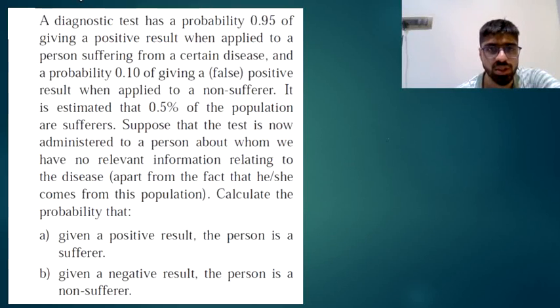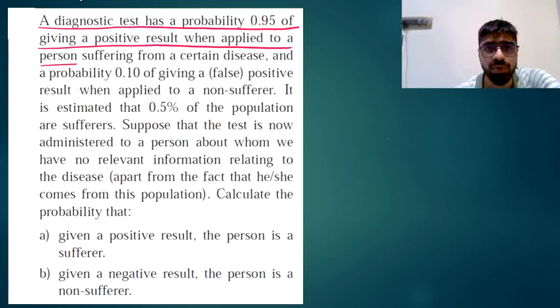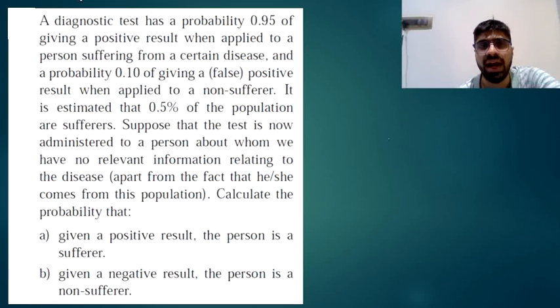Let's begin with the next question. A diagnostic test has a probability of 0.95 of giving a positive result when applied to a person suffering from a certain disease. So if a person is suffering and he gets a test done, then the test has a 95% possibility of showing a positive result, but a 5% possibility of showing a negative result. And 0.1 is the probability of showing a positive result when the person is a non-sufferer.